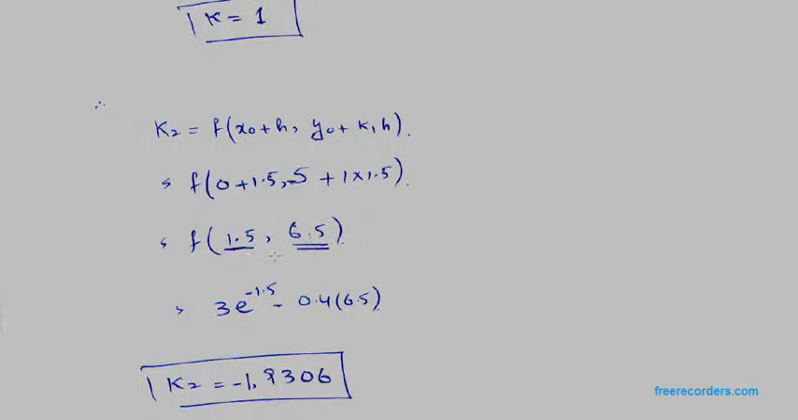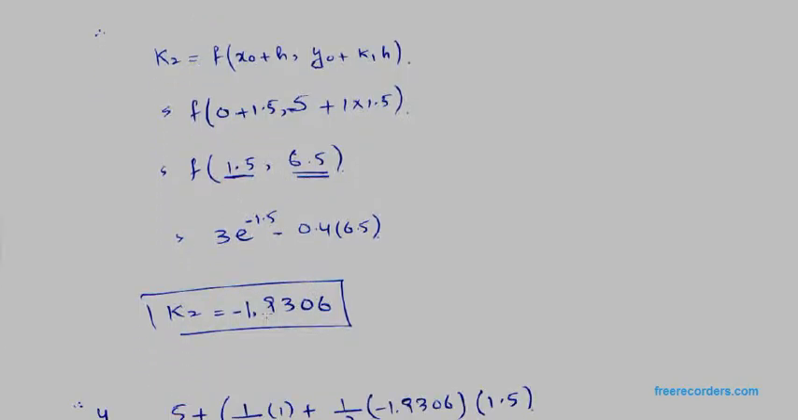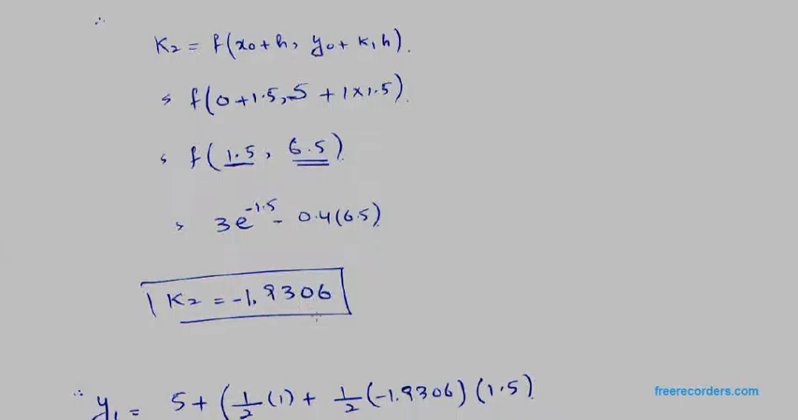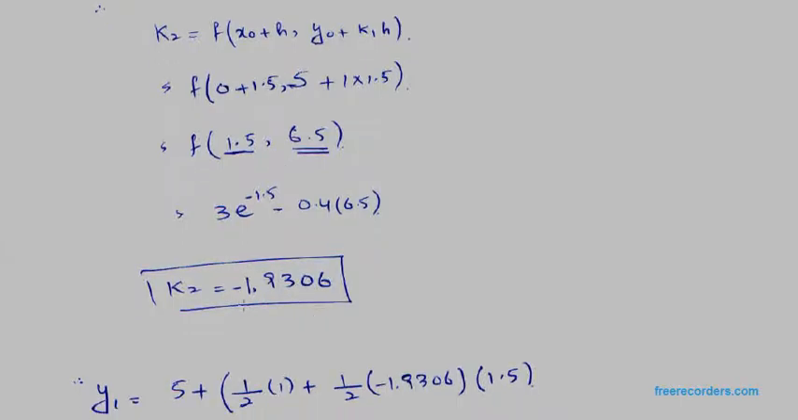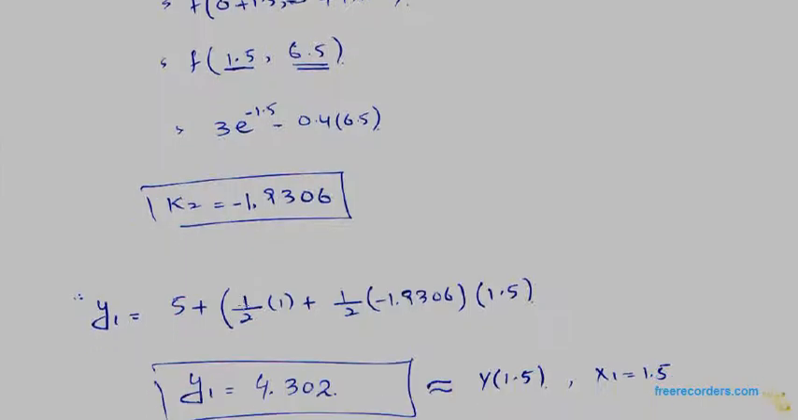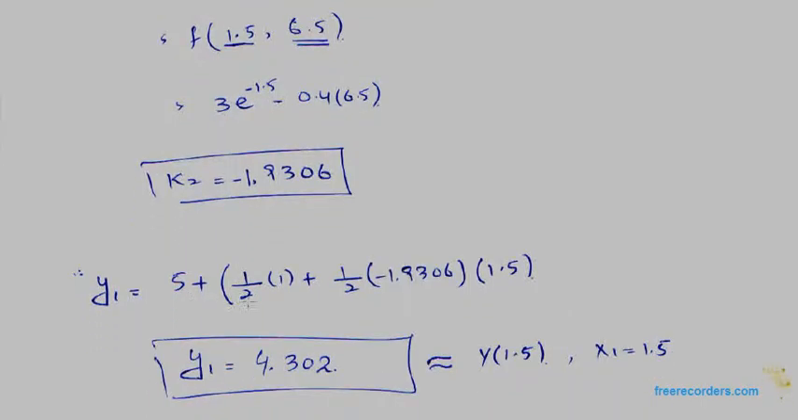This is not exact, this is an approximate value. So we find the value of the function at these two values, and k2 turns out to be minus 1.9306. We put these two values k1 and k2 in the equation, where y naught is 5 plus half k1, which is 1, plus half k2, which is minus 1.9306, times the step size of 1.5. The whole thing turns out to be 4.302. This is the approximate value of y at 1.5.